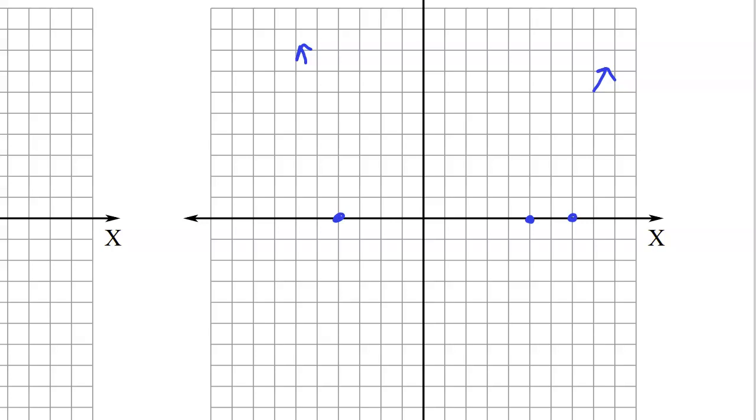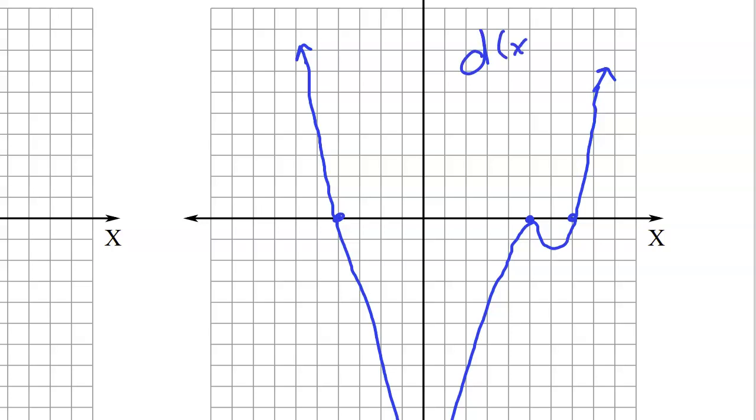So at negative 4, I'm going to cross. And I'm going to come way down because if I could get my y-intercept, it would be at negative 4,200. At 5, I'm going to, whoa, I can't do that. Okay, so at 5, I'm going to touch. At 7, I'm going to cross, and I will end. So that's d of x.